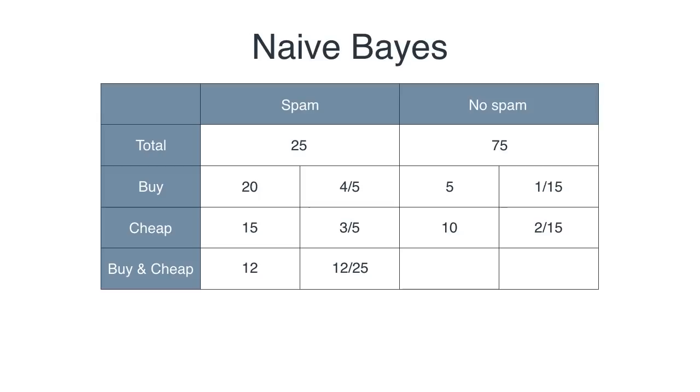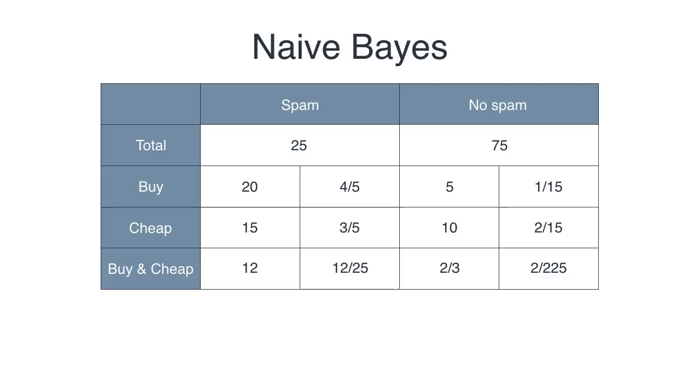Well, again, we make the assumption that the words buy and cheap are independent of each other. So the product of these two, which is 2 divided by 225, is going to be the probability of the words buy and cheap appearing in an email that is not spam. So now, how many emails that are not spam contain the words buy and cheap? Well, it's the product of the probability times the total number. So how much is 2 over 225 times 75? That's actually 2/3. So we have 12 spam emails and 2/3 of an email that is not spam that contain the words buy and cheap.